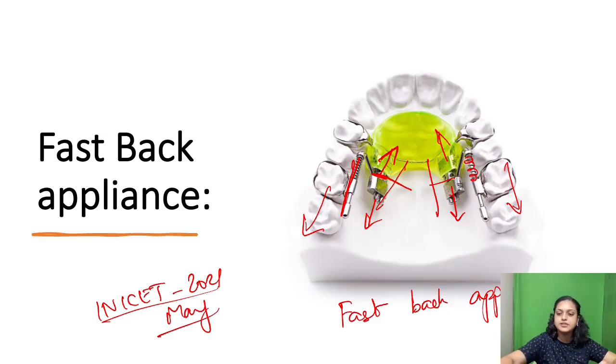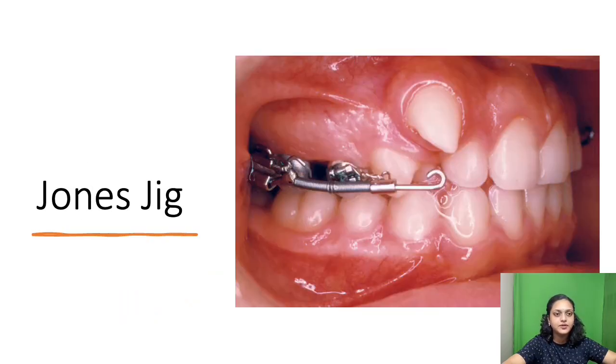So this is something called a fastback appliance. Just remember the appliance, the images. When you're reading through it, just see the images. We'll put up all the images in the app, in the image bank.